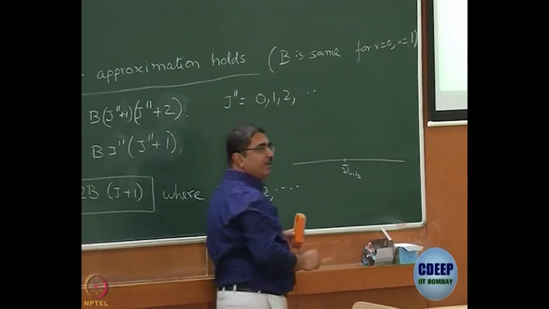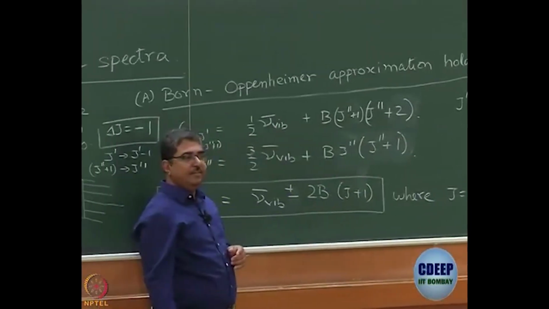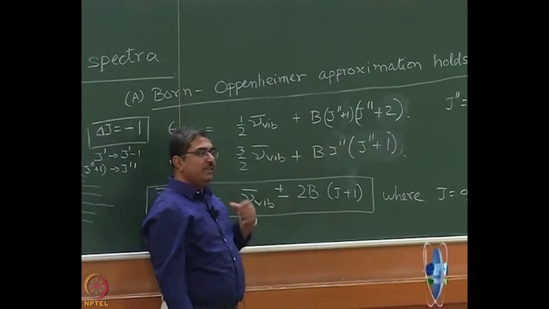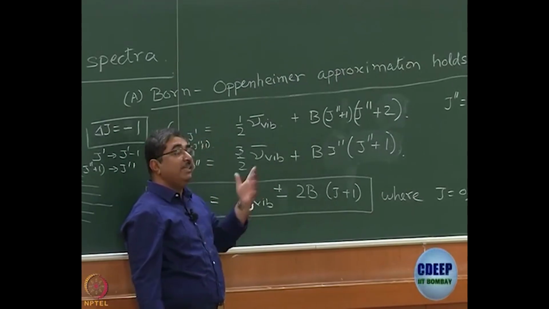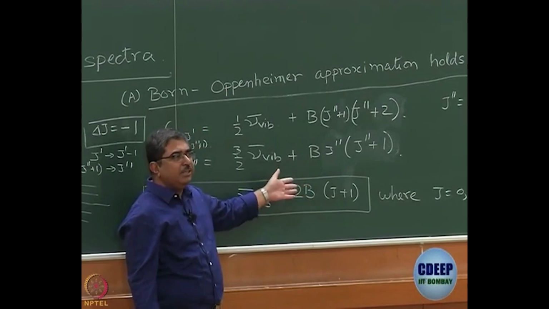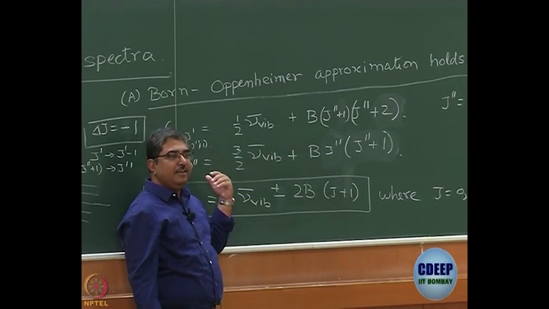There will be nothing there. Where will be the first transition on the higher energy side? J equal to 1. So, J equal to 1 means what? Sorry, J equal to 0. J equal to 0 is plus 2. And what about the other side, the lower energy side?